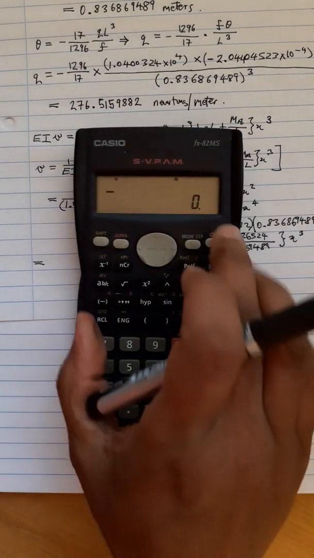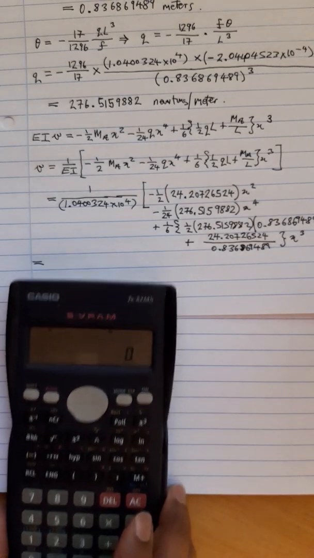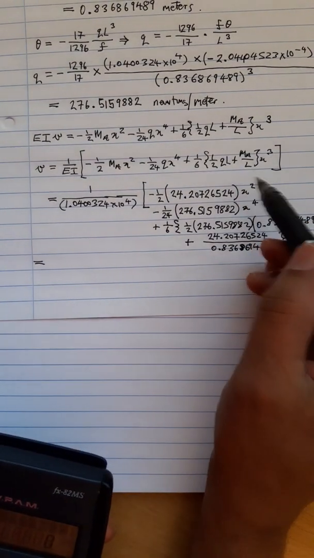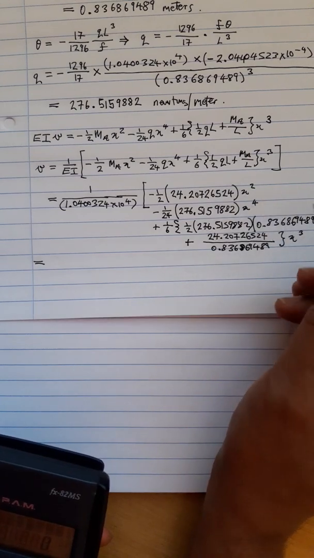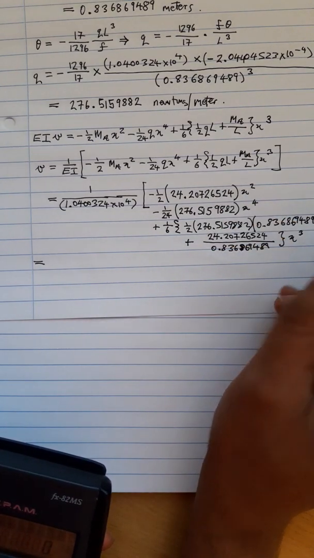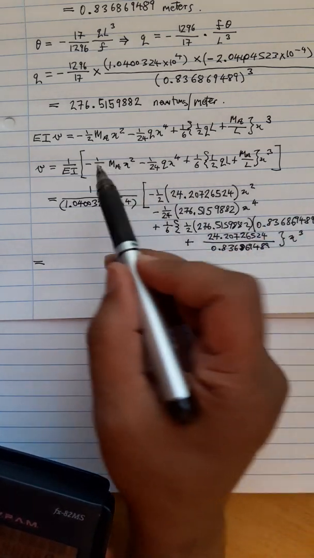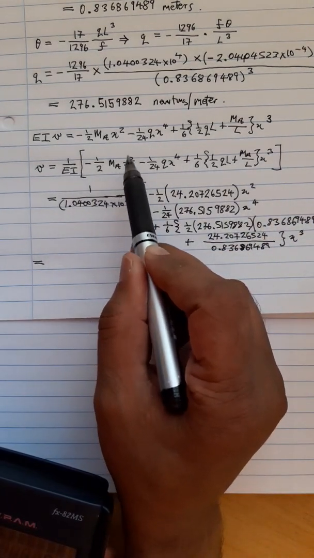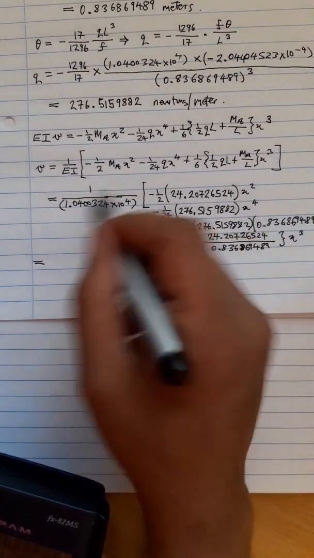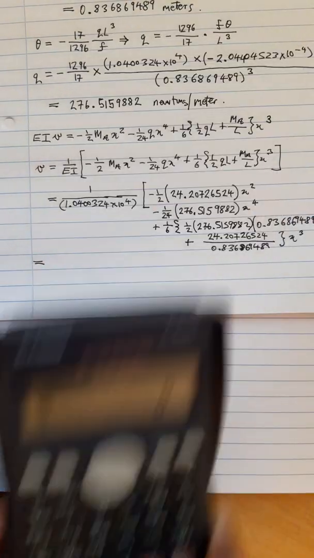So again, nothing fancy. I'm just going to use the calculator and do everything. I've got a power of x squared, x to the 4th, and x cubed. So I'm just going to write down everything in terms of x squared, x to the 4th, and x cubed, and I won't go through all the details. I'm actually going to use the calculator right now.